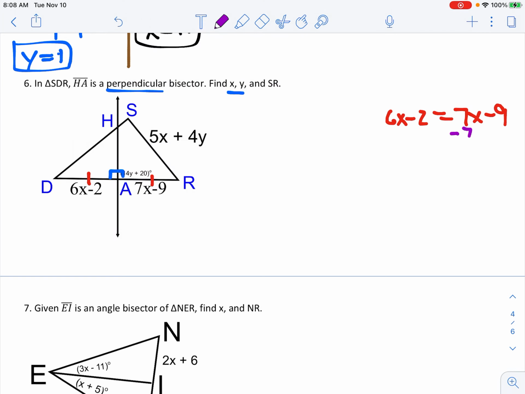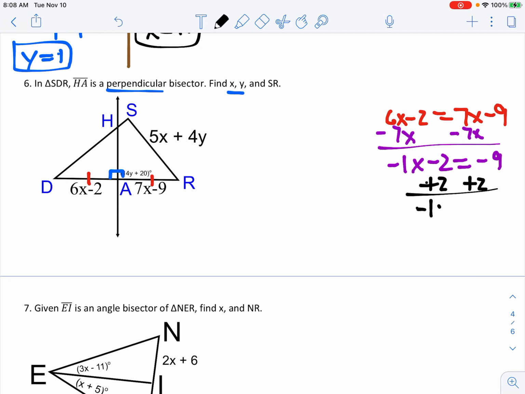All right, let's solve it. Subtract 7x from both sides. I'm left with negative 1x minus 2 equals negative 9. If I add 2 to both sides, I'm left with negative 1x equals negative 7. Divide by negative 1 and we get our first answer of x equals 7.